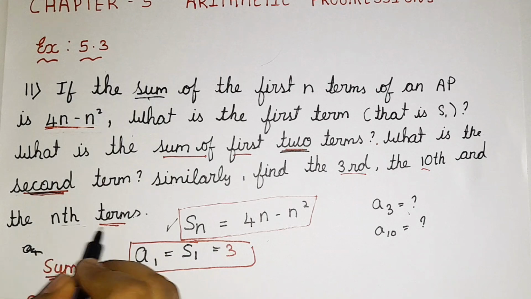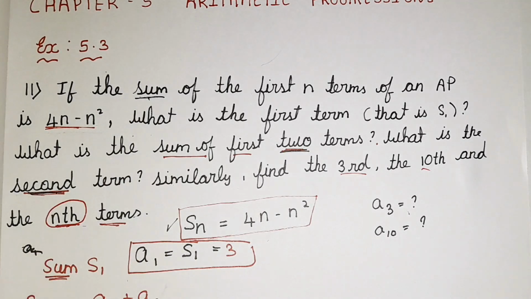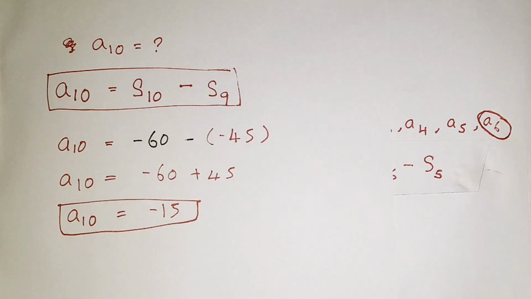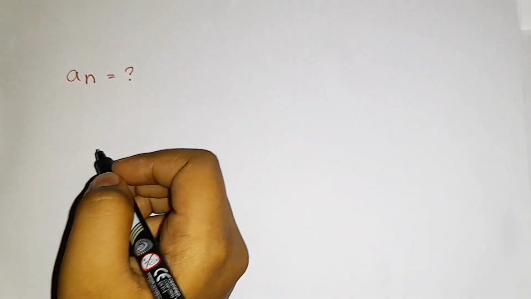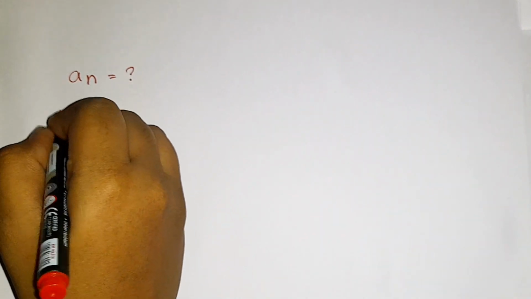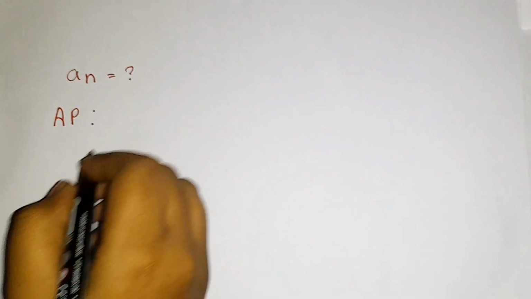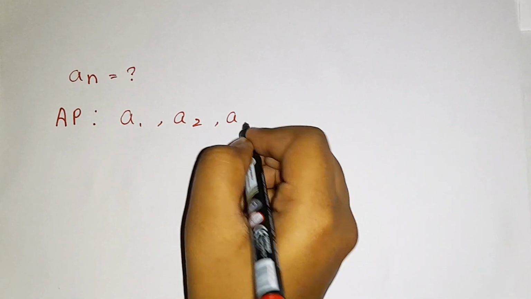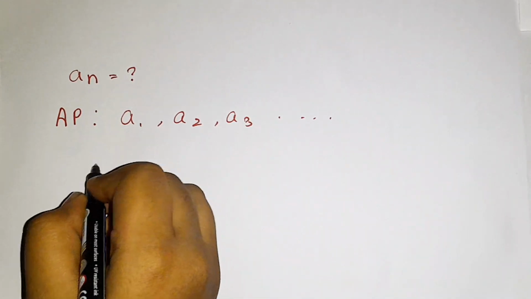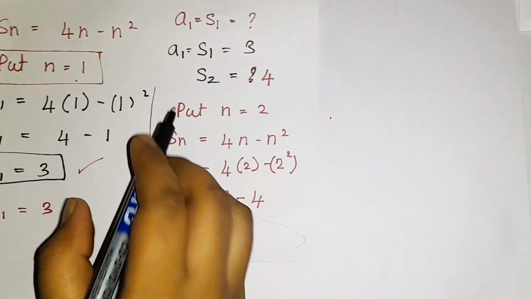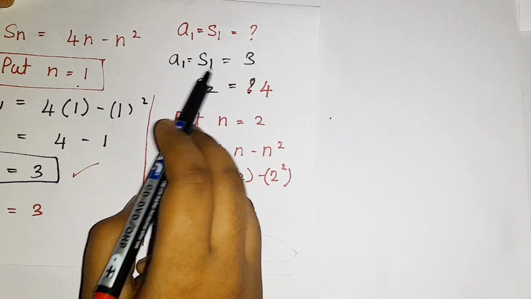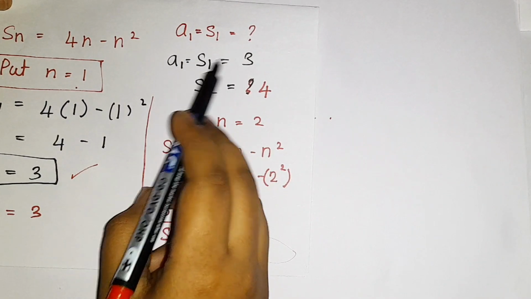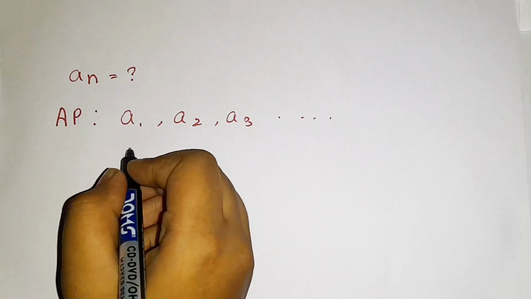And then we are supposed to find the nth term. So nth term, how can we write it? We can write an. So now we are supposed to find an. For that we are supposed to apply this formula. For that, first of all let us write the AP. So AP is A1, comma A2, comma A3 and so on. So here, what is the A1 value? I just told you guys A1 is equal to S1, both are the same. So here the S1 value is 3, then the A1 value will also be 3.